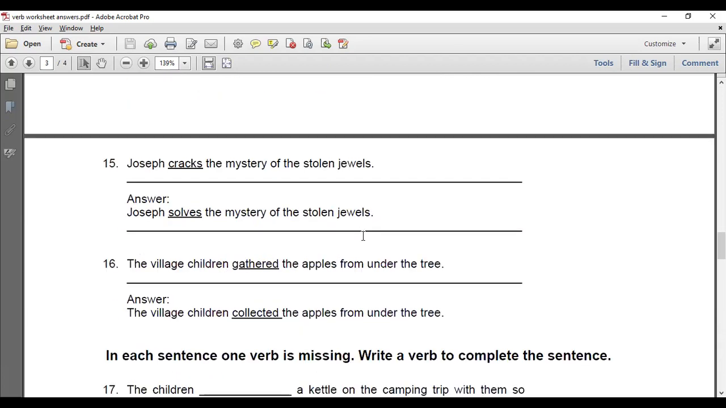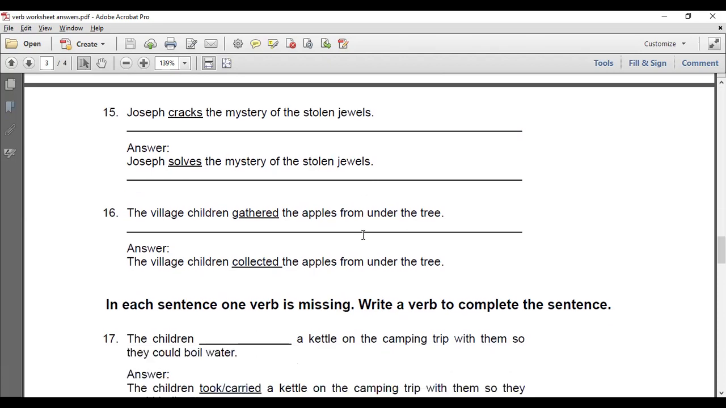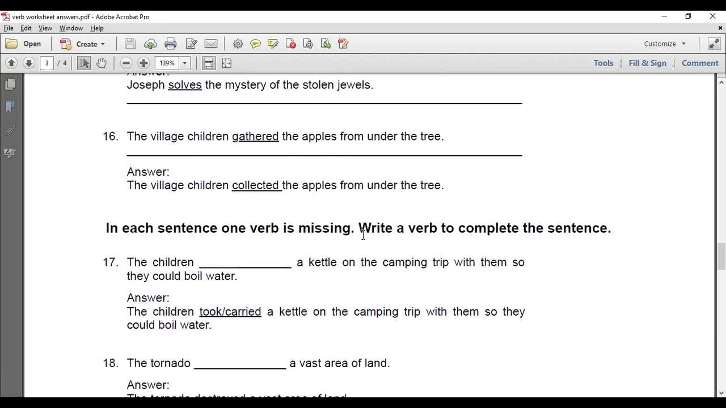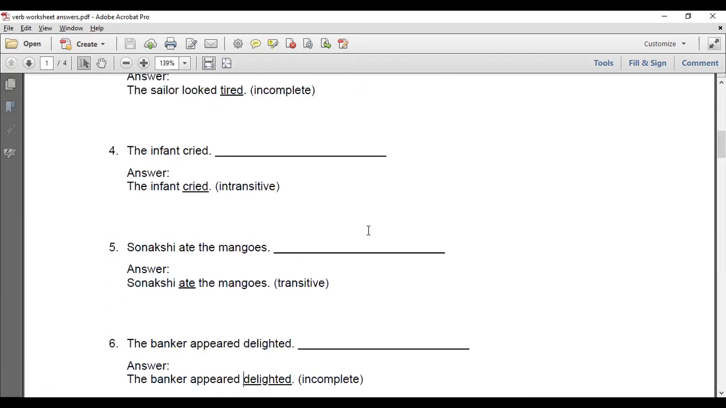Joseph solves the mystery of the stolen jewels. The village children collected the apples from under the tree. Now, in each of these sentences, a verb was missing. Let's look at them. The children bought a kettle on the camping trip is also correct. The children took a kettle on the camping trip, or the children carried. They're all correct.